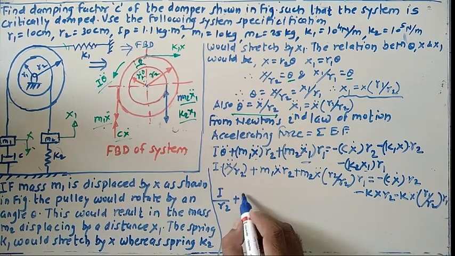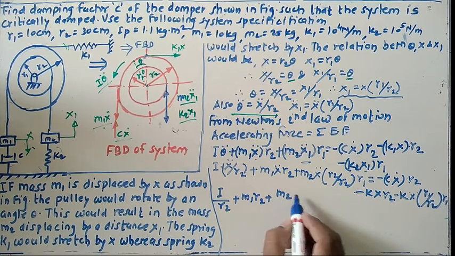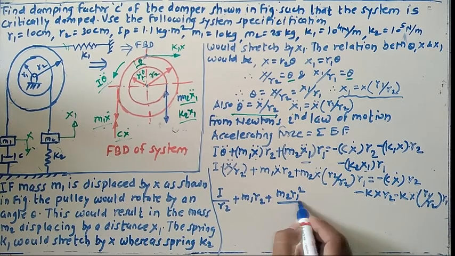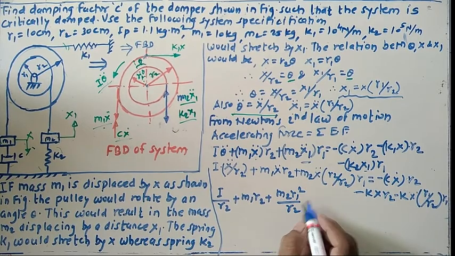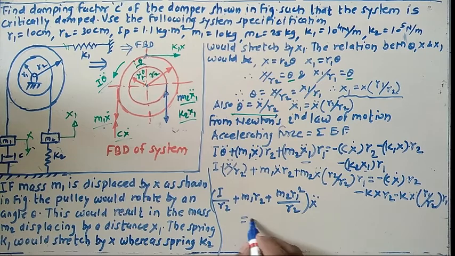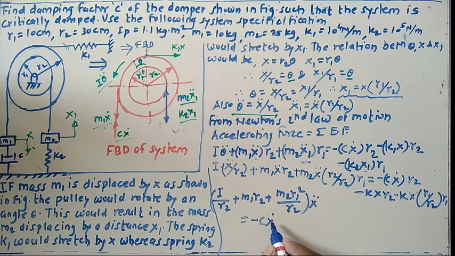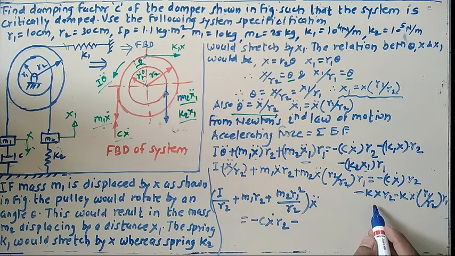Plus m1 into r2 plus m2 into r1 square divided by r2, x double dot equals minus c into x single dot into r2. Okay, minus the next term. Try to simplify the next terms.